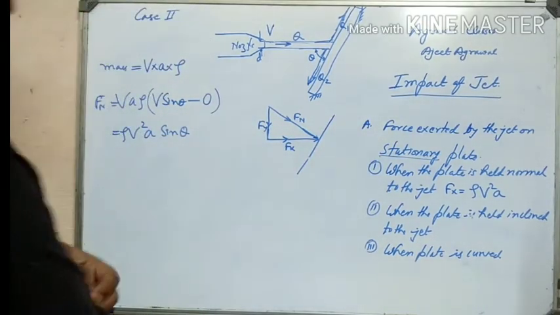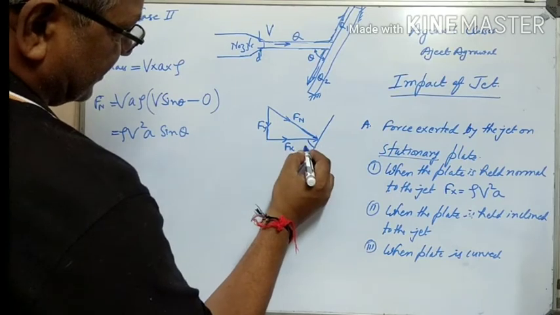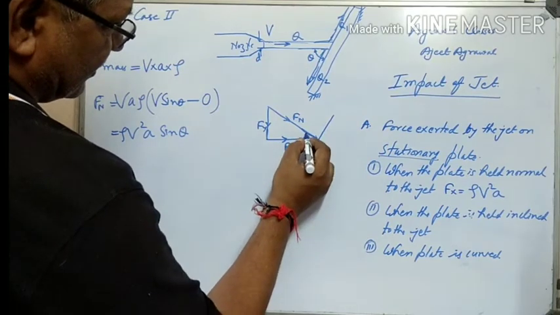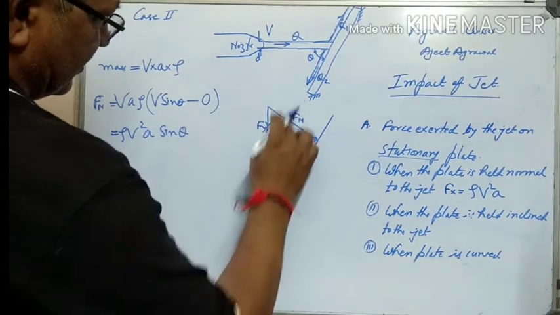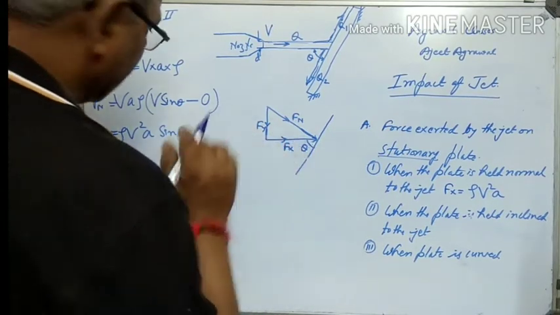And if you wish to find the force in the x direction, say this one is theta, so this is 90 minus theta, so Fn sine theta.